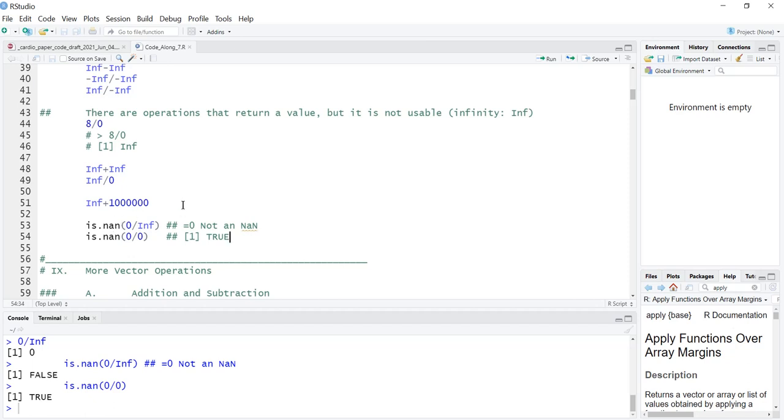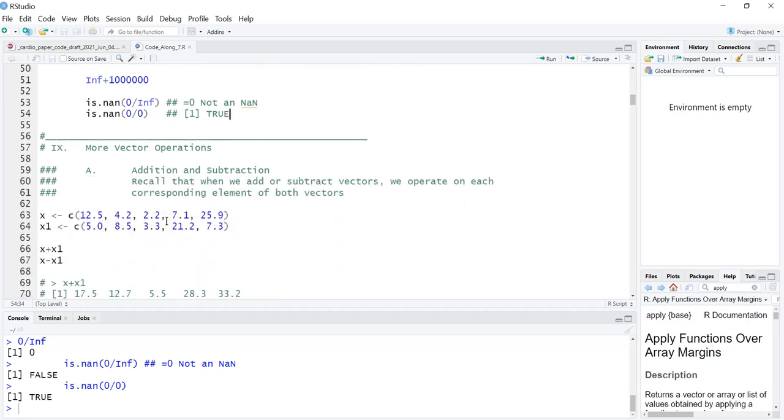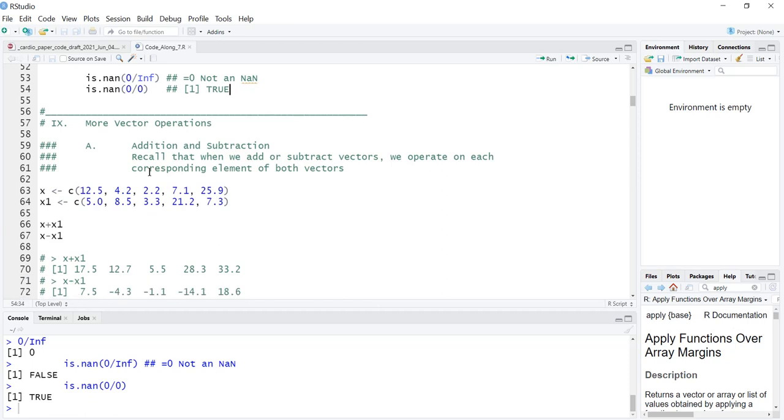So these are both problematic if you're trying to do something with the data that has these in there. Okay, so be careful. Those become difficult sometimes to deal with.